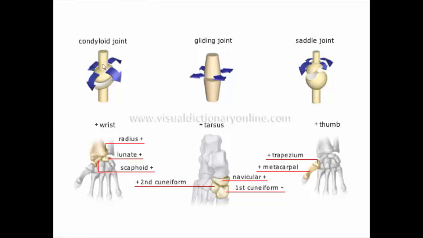Alright, so a condyloid or condylar or ellipsoidal joint, the bones of the hand here. Gliding or plane, bones of the feet or the ankles and of the hand, they're able to go this way and this way. And saddle joint of the thumb, able to go in multiple directions.